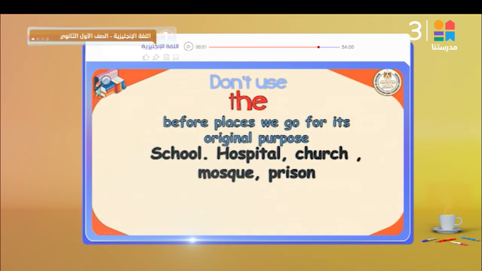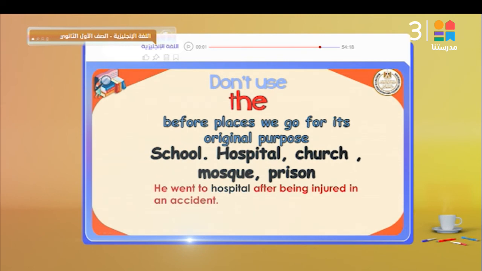And this is a very important point. We don't use "the" with places which we go to for their original reason. For example, we go to school. Why do we go to school? We go to school to learn. So we say we go to school. But if my father went to the school to meet the teacher, we say my father went to the school. So these places like school, hospital, prison, if we go for their original purpose, we don't use "the". If we go for a visit, we use "the".